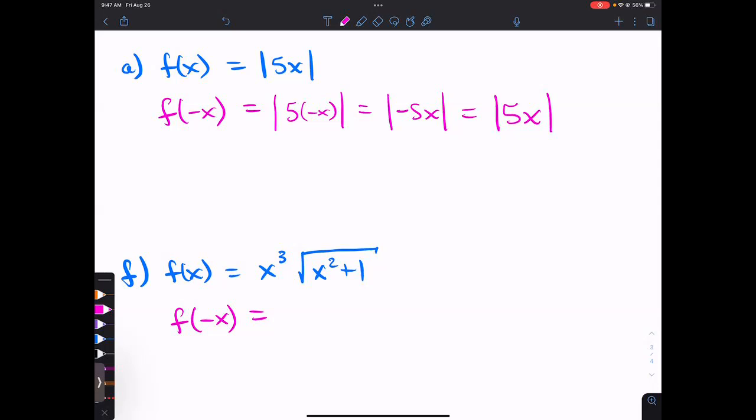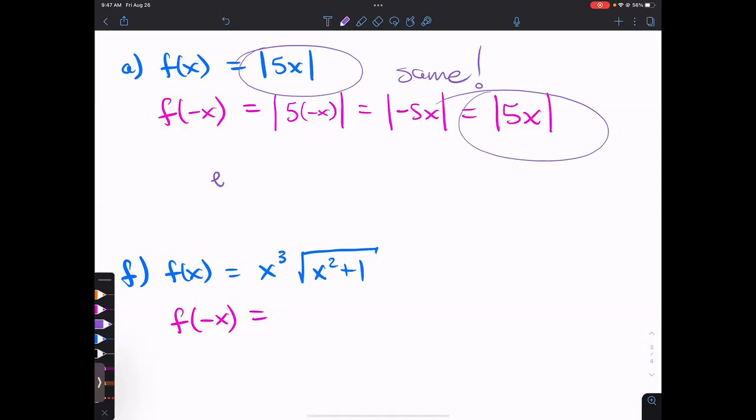So is this even or odd or neither? Even. Why? Because that and that are exactly the same. So this is an even function, which means it has y-axis symmetry. Everybody agree? Everybody okay with that? All right.